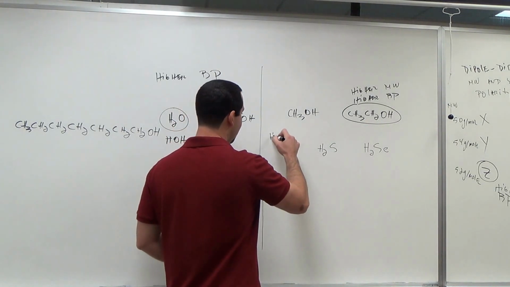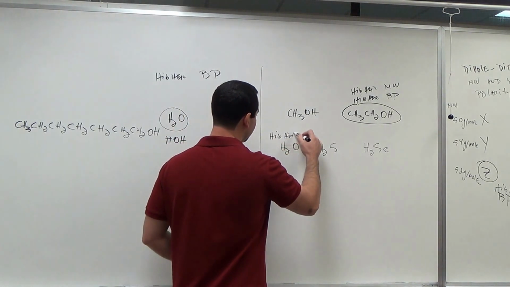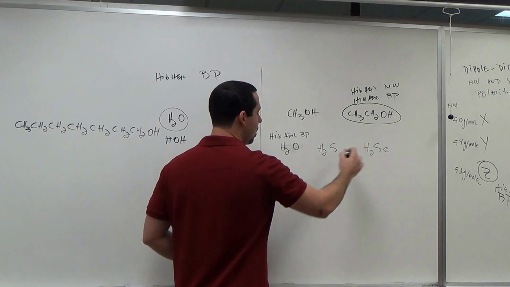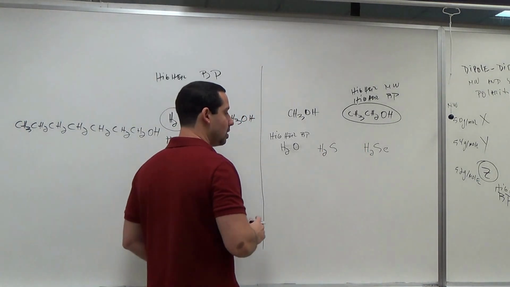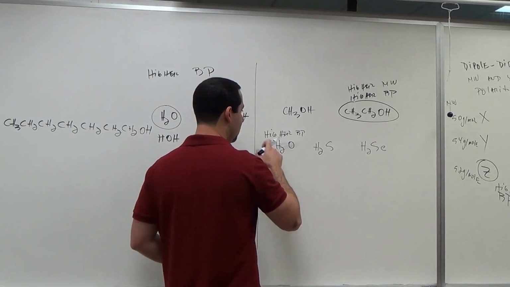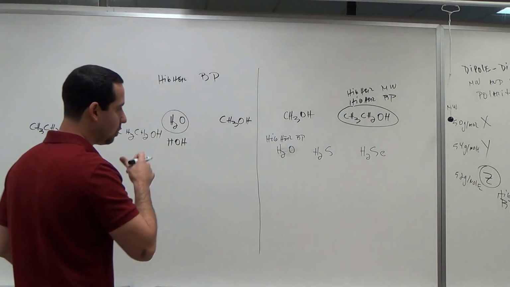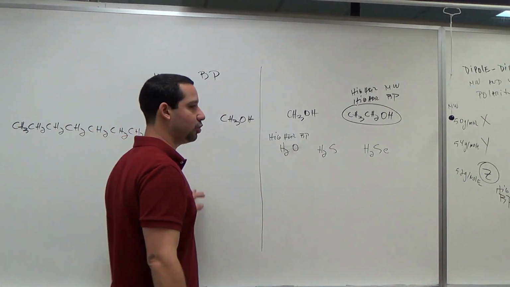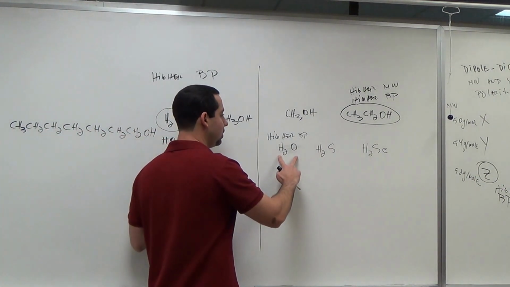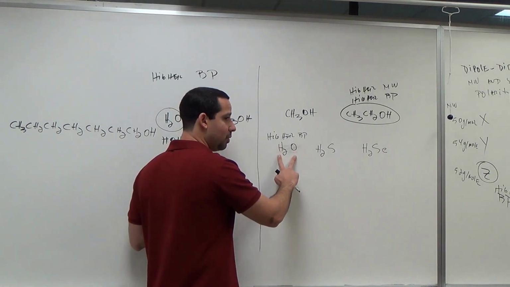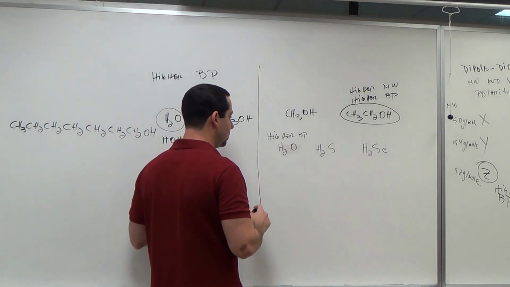So this one has a higher boiling point because these are polar, okay? But in this case, this has a higher boiling point because of an abnormal strength in the intermolecular forces here, and they are dipole-dipole, specifically called hydrogen bonds, which I haven't talked about yet.